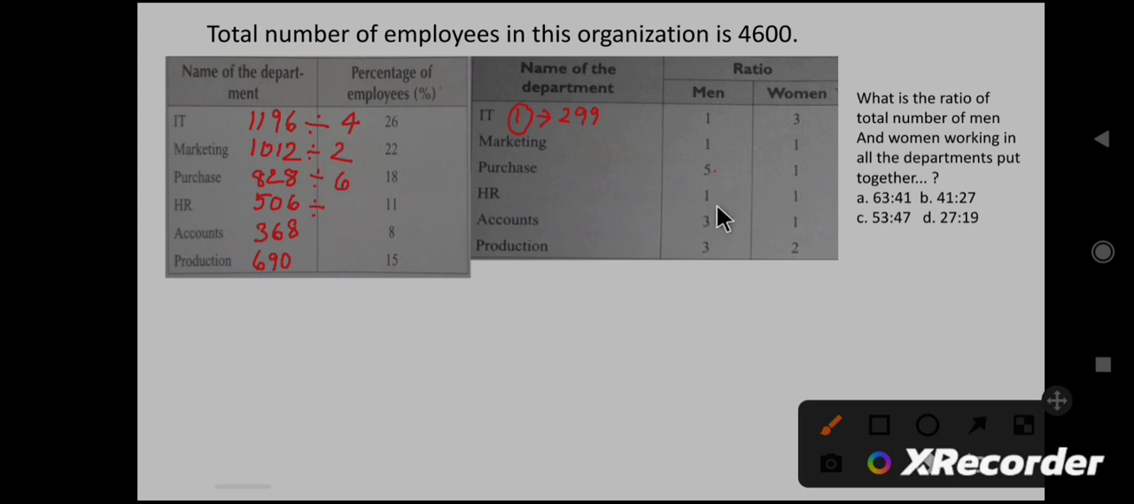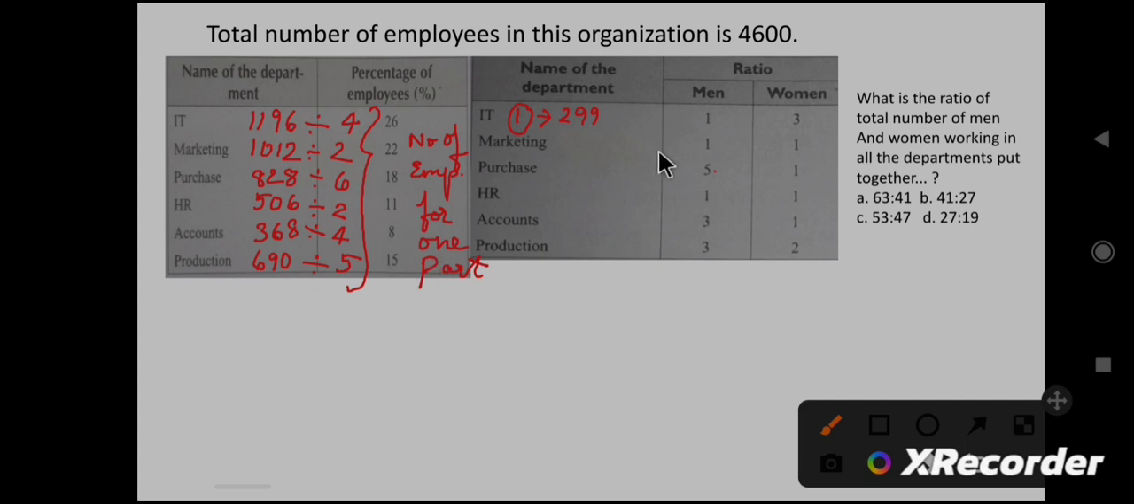For the HR department, you have to divide it by 1 plus 1, 2. For the accounts department, we have to divide this number by 3 plus 1, 4. And for the production department, 3 plus 2, 5. So by doing this, the answer which we are getting is for one part. So how many people are there for one part? This is the number of employees for one part, which you will get by dividing these numbers by these numbers.